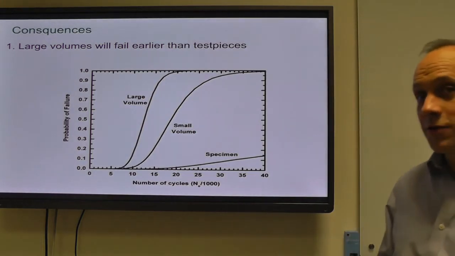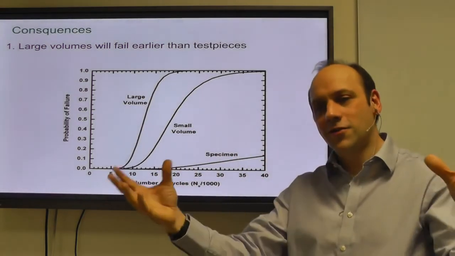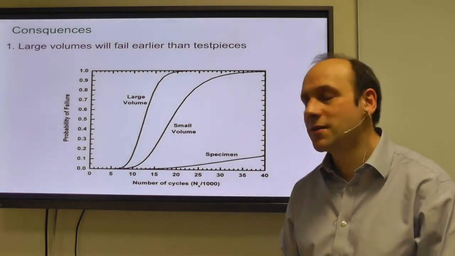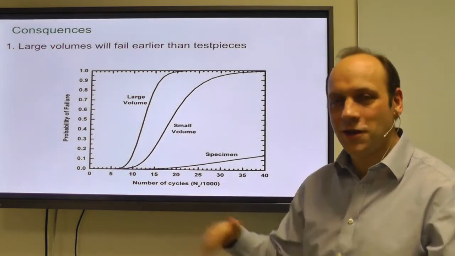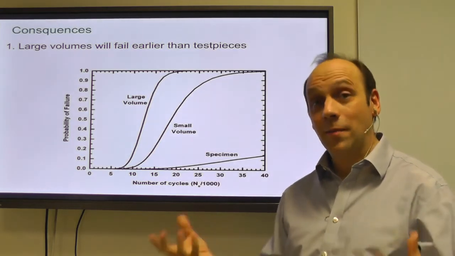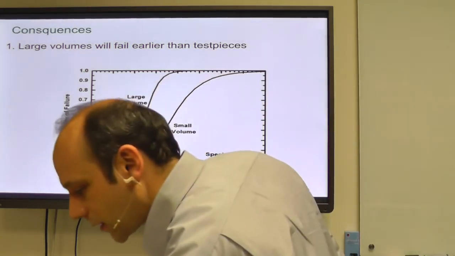So a large disk would automatically have a lower life than a small disk, for instance. So large compressor disks compared to small turbine disks, you might have to decrement the stress in them in order to achieve a similar life, simply from the volume of material and the probability distribution of defects.